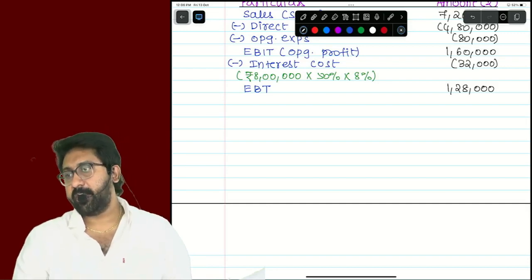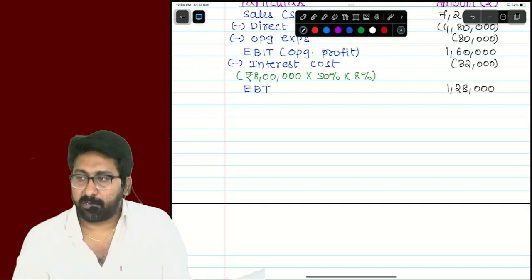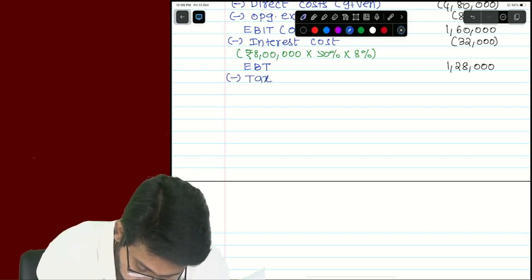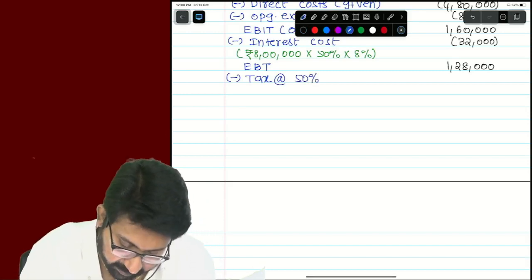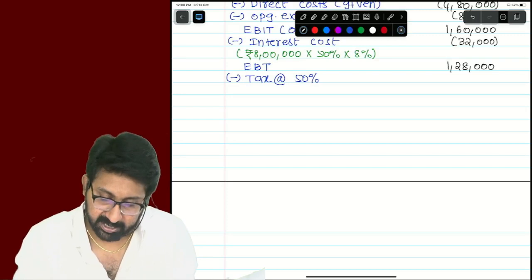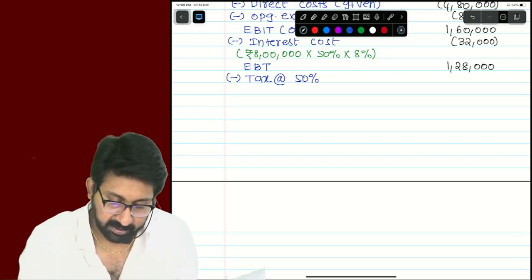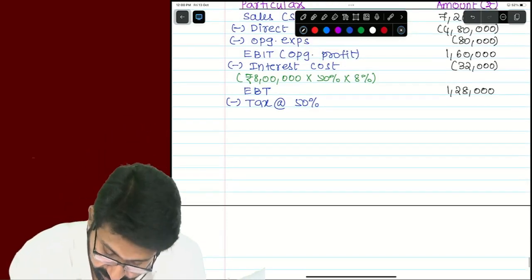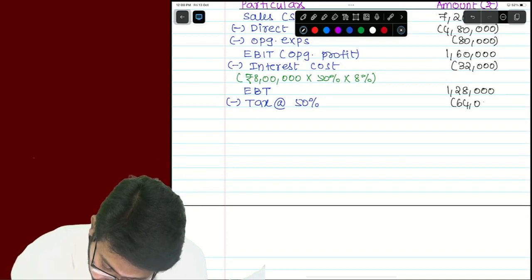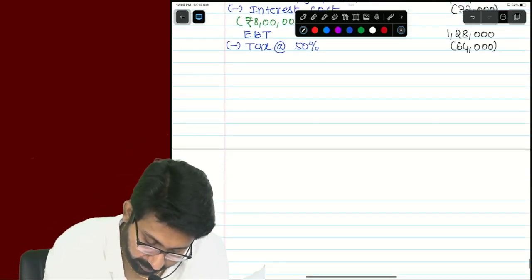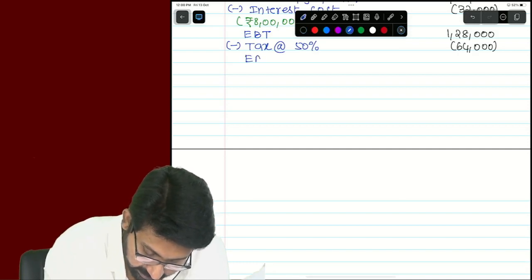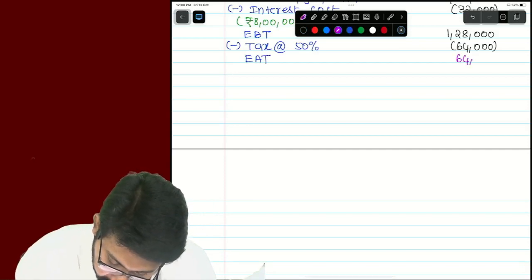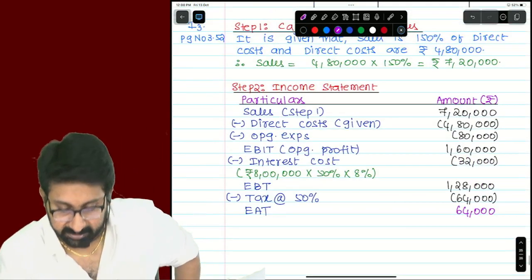Tax given or not given in the question? Given. How much is the tax rate? Tax at the rate of 50%. We need not do business if really this is a tax rate. Then we are doing business for government. So, tell me how much is the tax rate? Tax amount? 64,000. Tell me. What is the earnings after tax? 64,000. That's all. This is the step number 2.